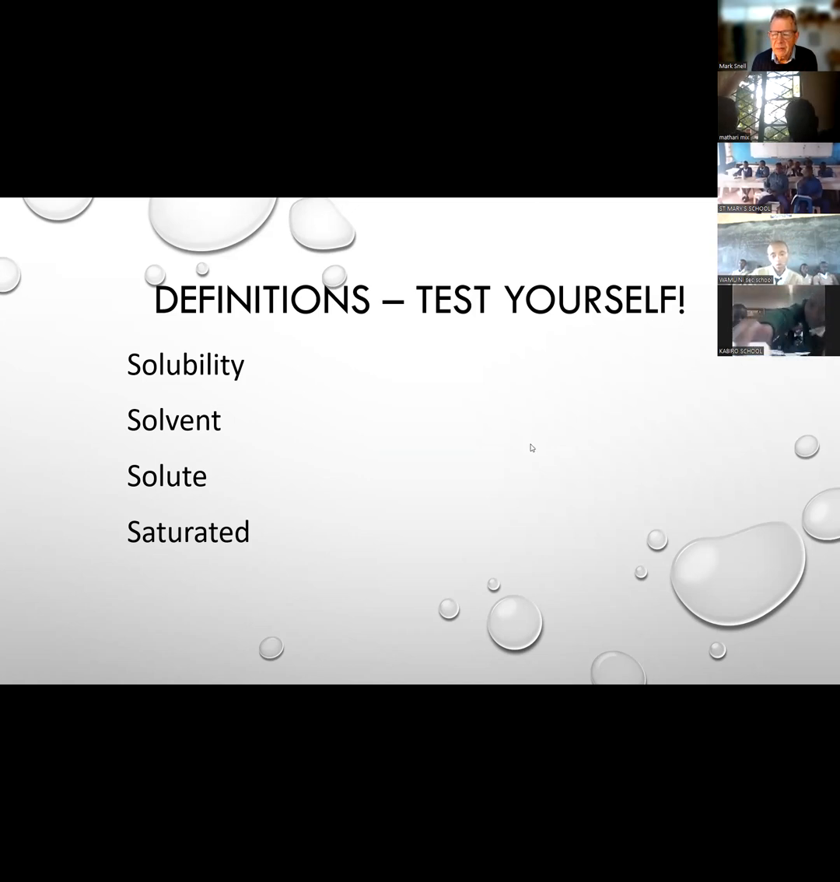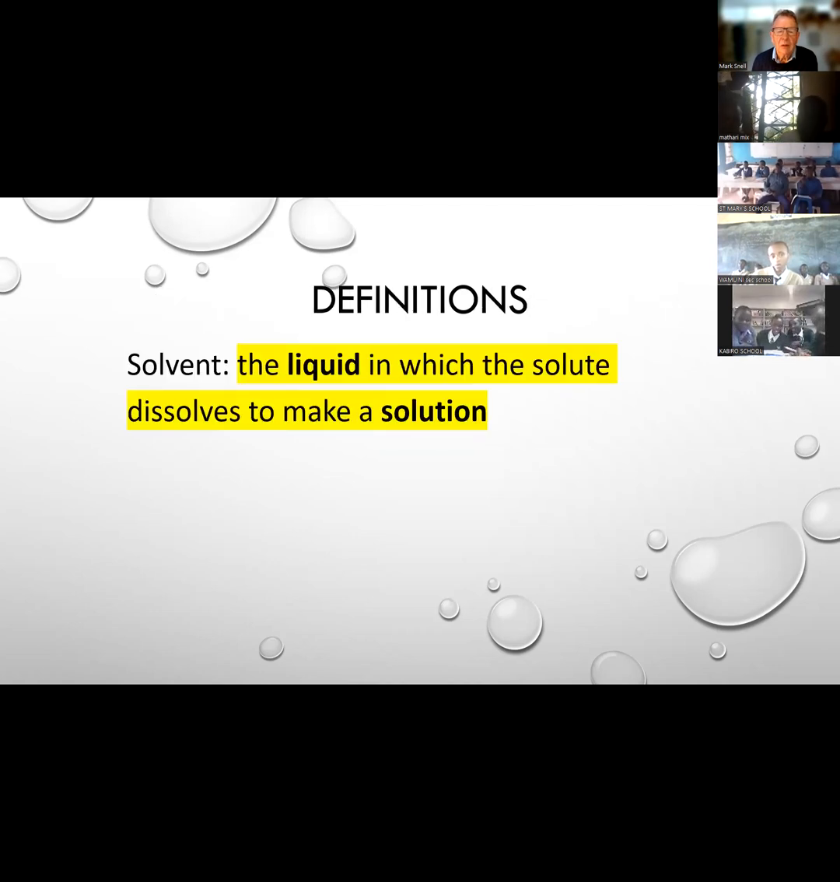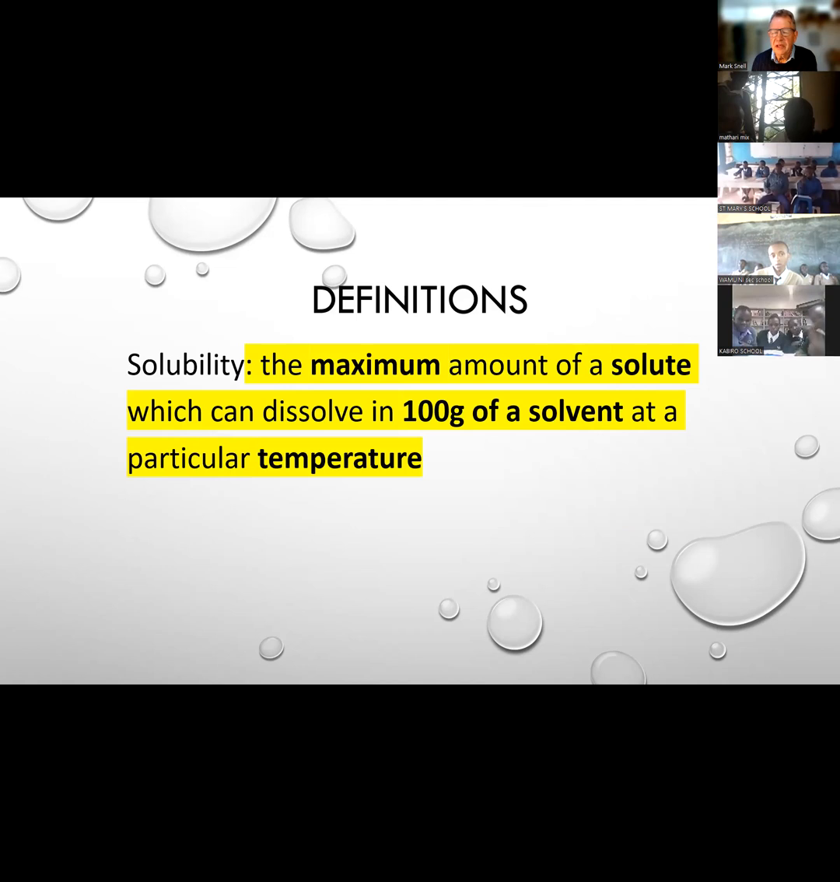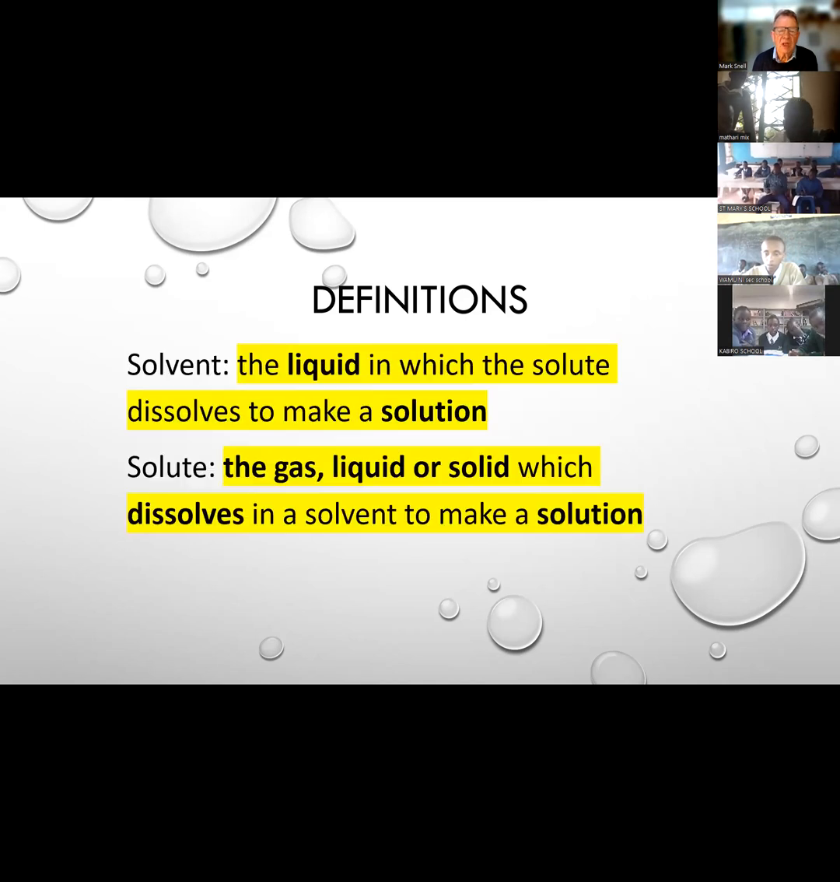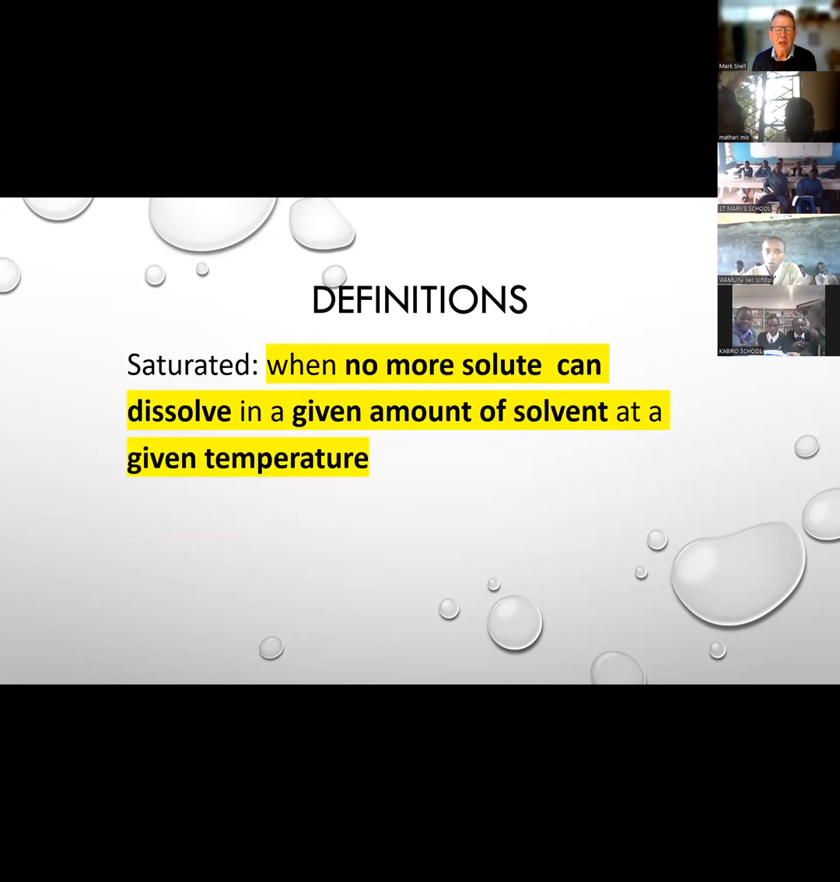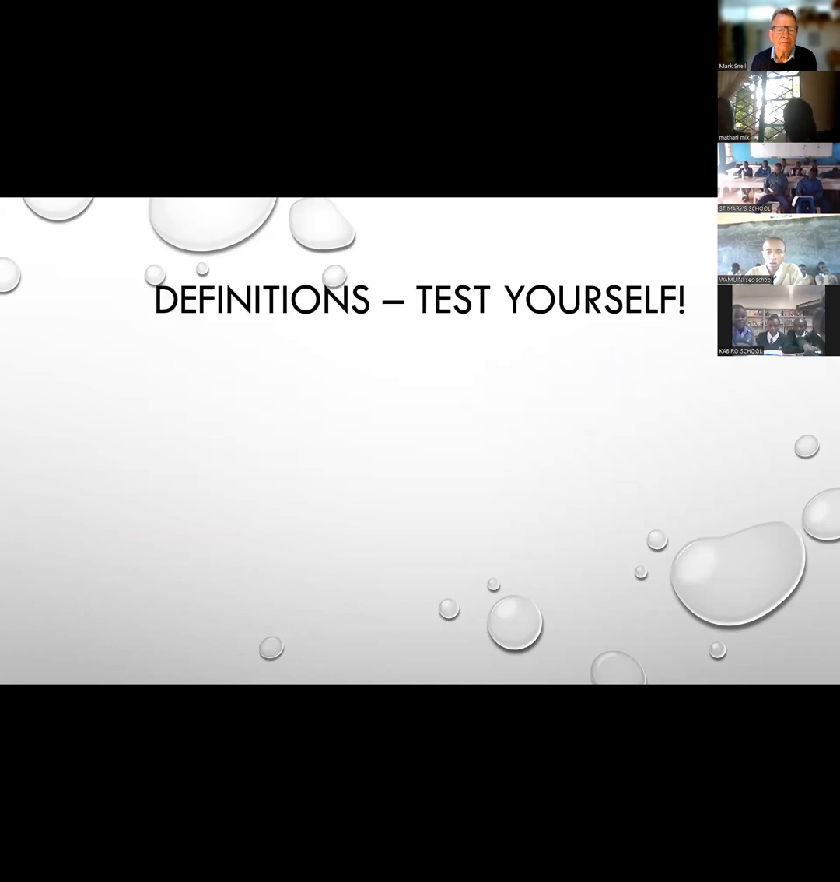So let's look back at them now. There's solubility. Did you get that right? The maximum amount of solute which can dissolve in 100 grams of solvent at one temperature. Solvent and solute are easier, and then saturated is when no more solute can dissolve. Okay, so let's move on.